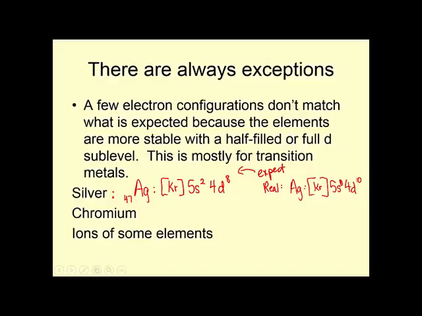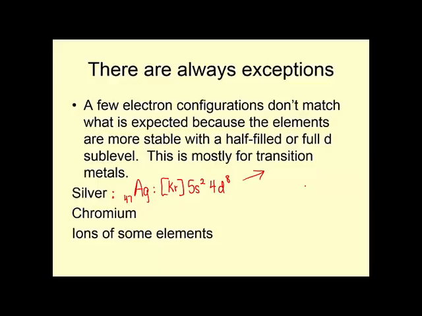Okay, no, just kidding. Let me erase that. We'll talk about silver when we talk about ions. Silver is an exception as an ion. Let's look at chromium. I'll explain that one in class.